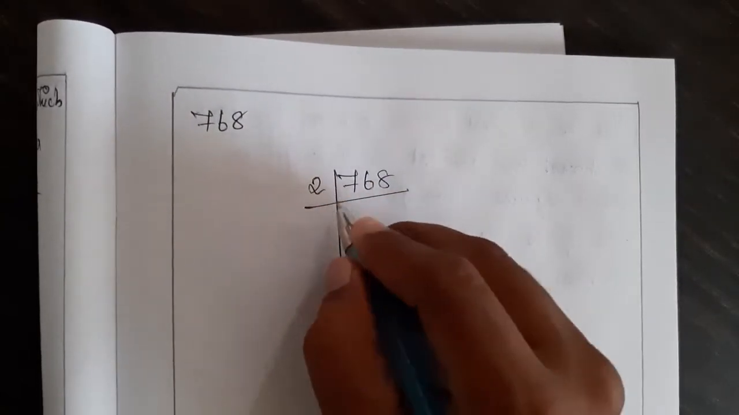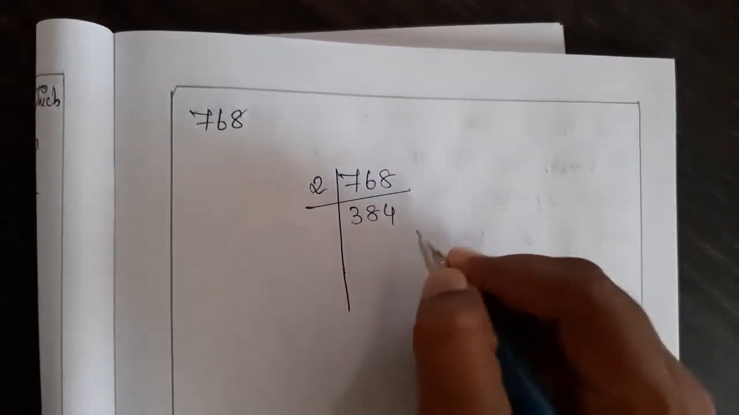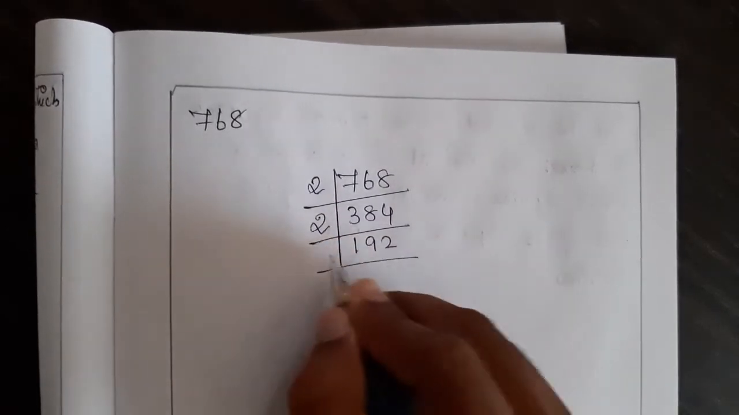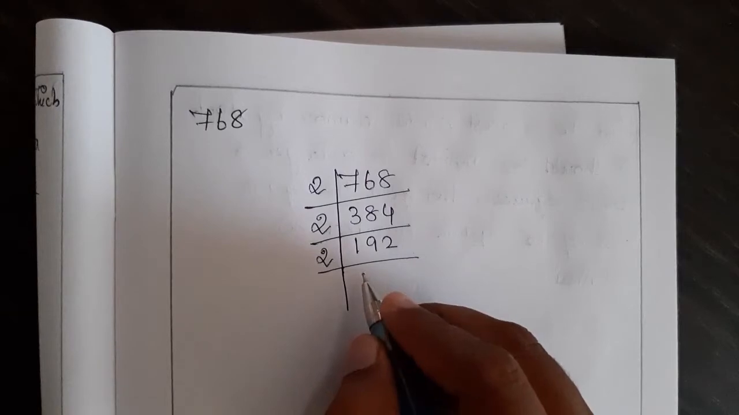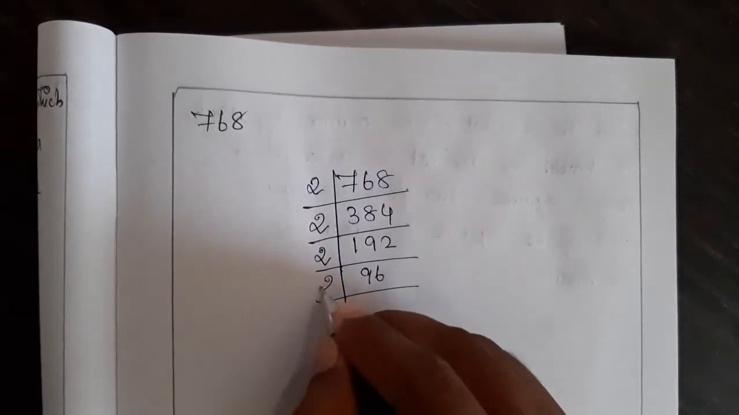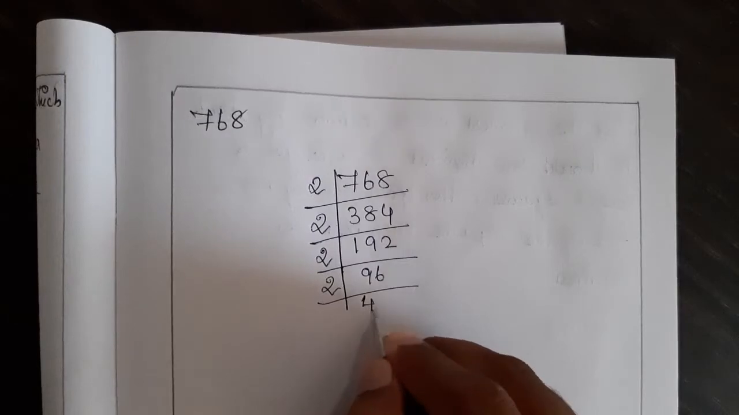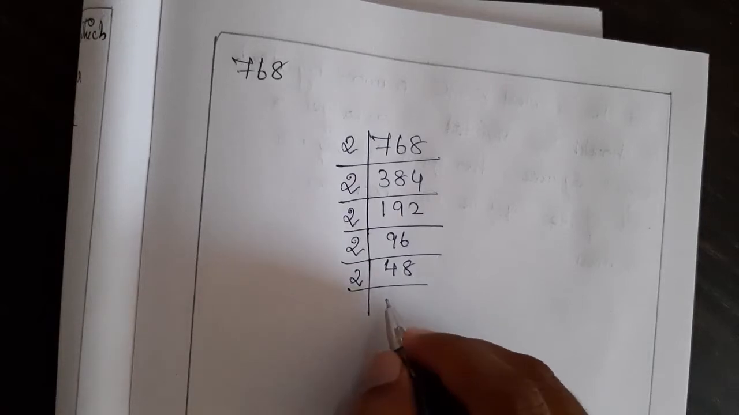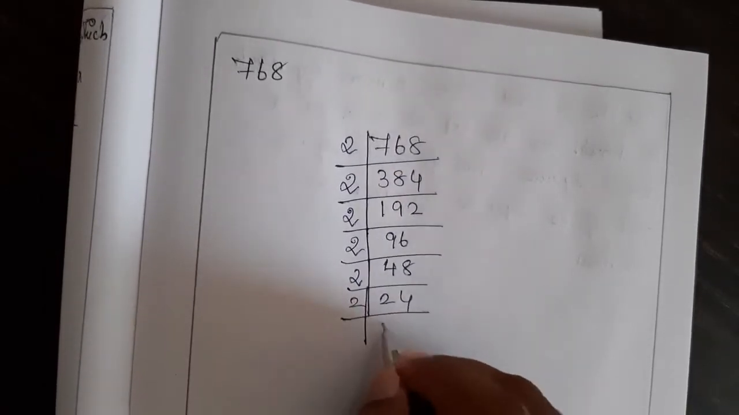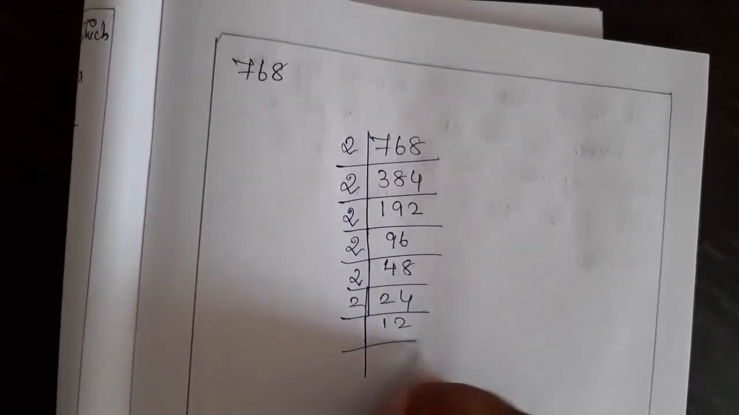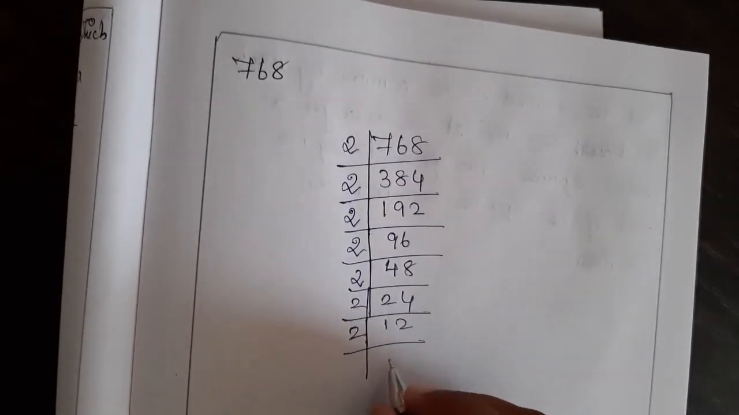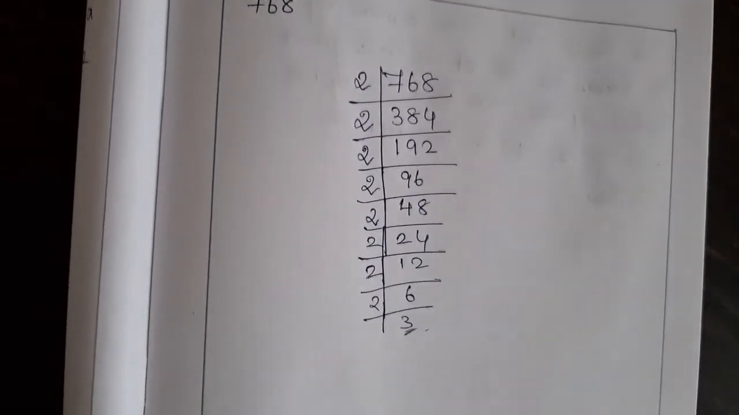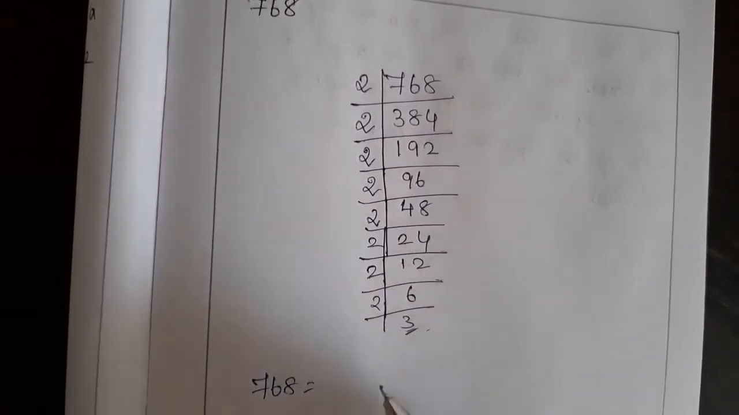It's an even number. So let me choose 2 times 384, right? Again it comes in 2 times 192. Again it comes in 2 times 96. Again 2 times 48. Again 2 times 24. Again 2 times 12, 2 times 6. Again 2 times, it's a 3, the prime number. It's a little longer, it goes like a chain. Let me stop here.